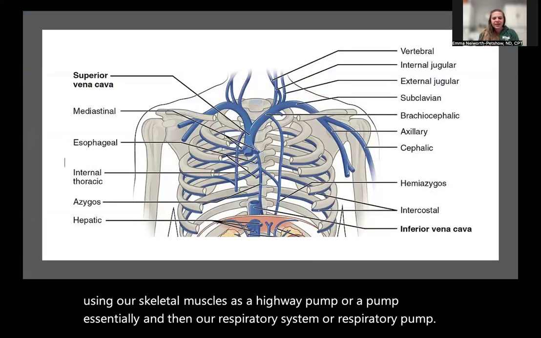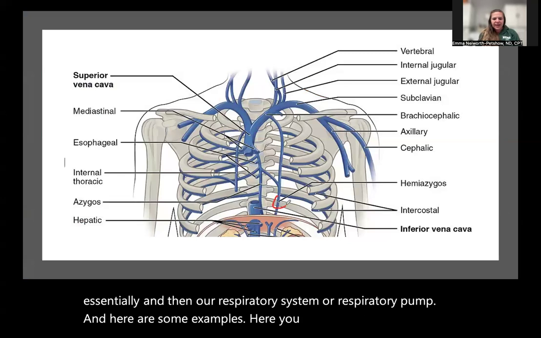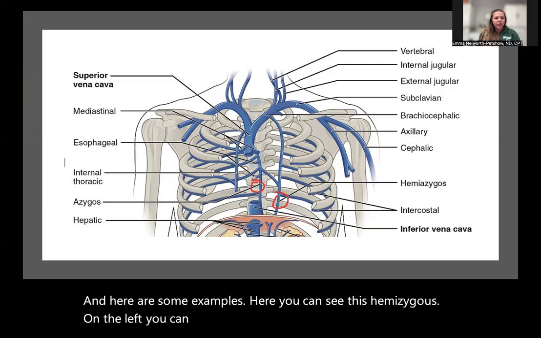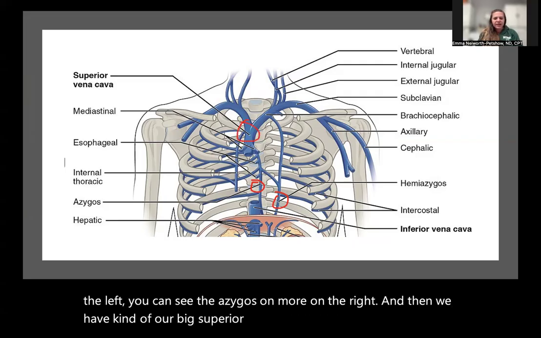And here are some examples here. You can see this hemiazygous on the left. You can see the azygous more on the right. And then we have our big superior vena cava, and then we have it cut through this section, but we have this inferior vena cava as well.